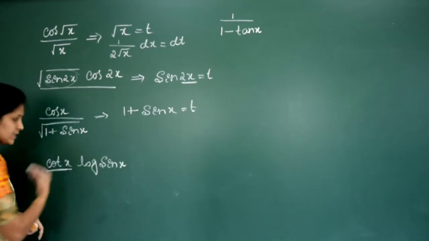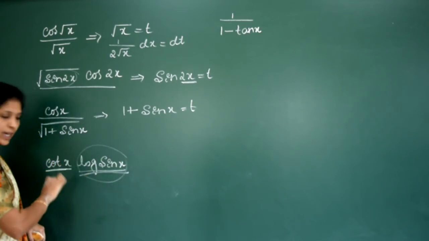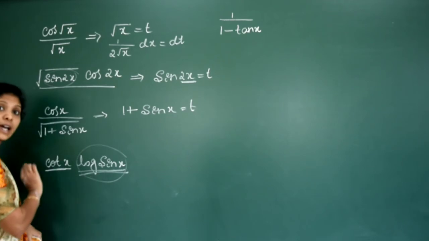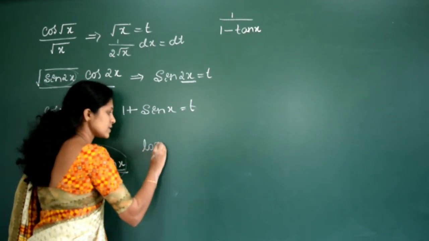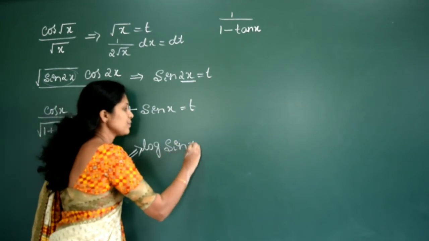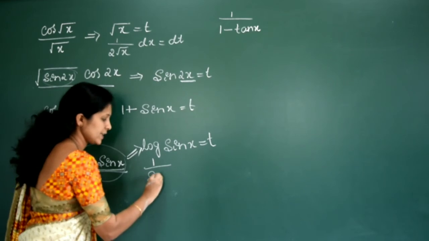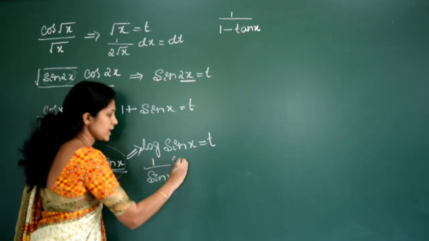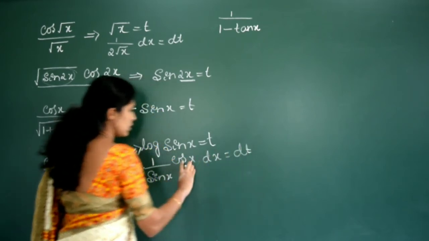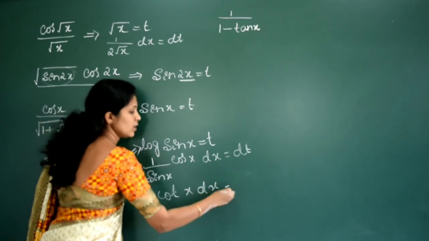Here, cot x into log sin x. Obviously you have to give the substitution for log sin x. Okay, if you give the substitution for this one you will not get this, but if you give the substitution for log sin x you will get cot x. Log sin x is equal to t. Now derivative of log x is 1 by sin x, right, and derivative of sin x will be cos x into dx is equal to dt. We know cos by sin will be equal to cot x into dx is equal to dt.